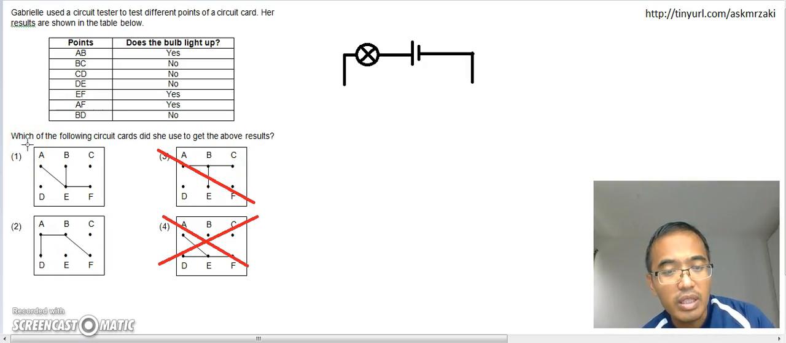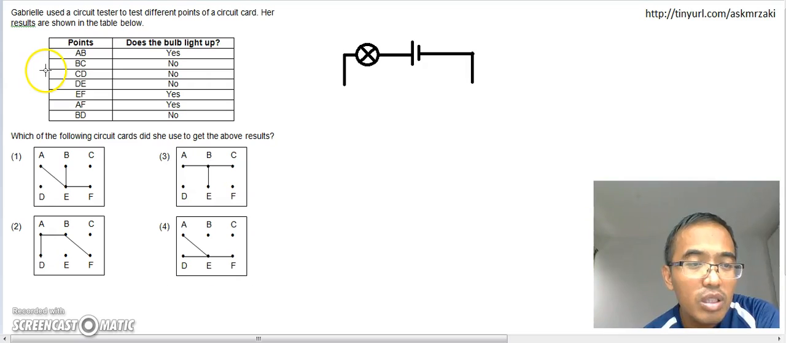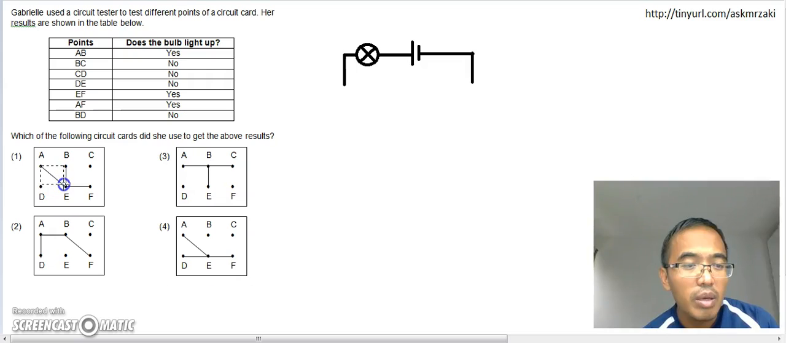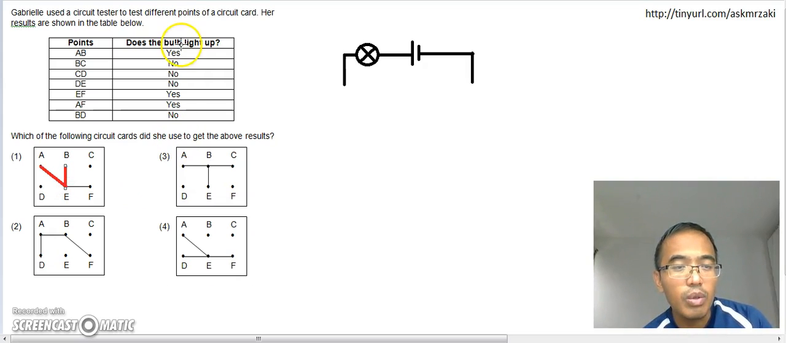Let me repeat this, it's just to see whether there's a connection between A and B. I'm going to use red. So A and B, there's a connection. If there's a connection between A and B, that means it will light up. Here A and B, is there a connection? Yes, it will light up. Here A and B, yes, it will light up. Here A and B, there's no connection. Can you see that? But here they say A and B, there's a connection. That means we know for sure now that number 4 is wrong. Now let's look at the next one, B and C.